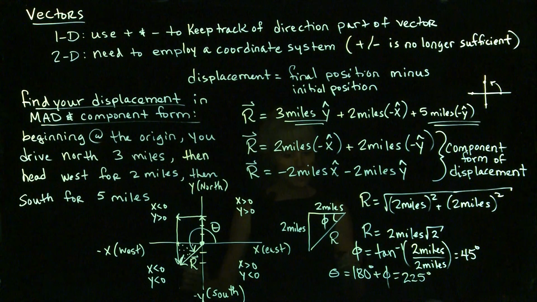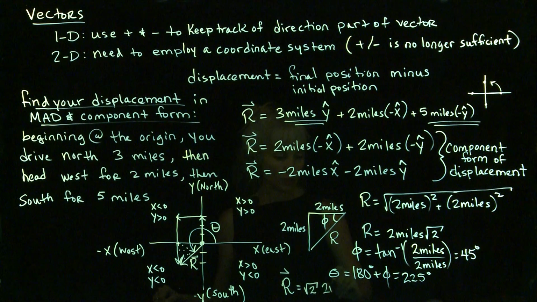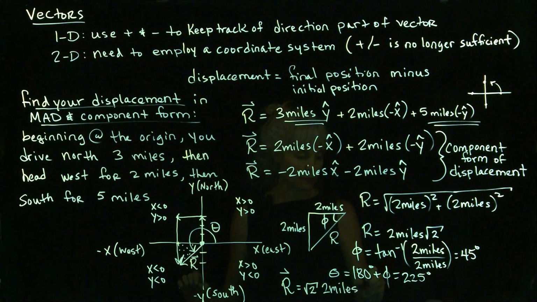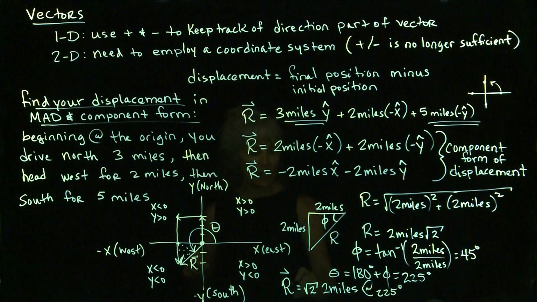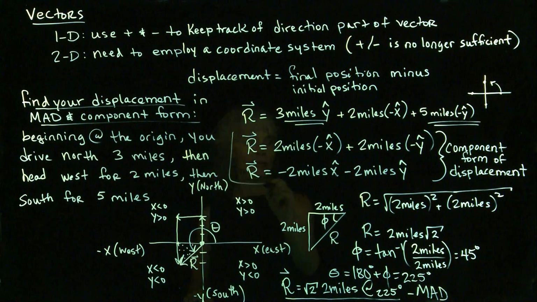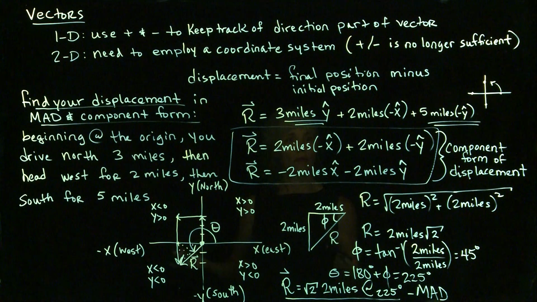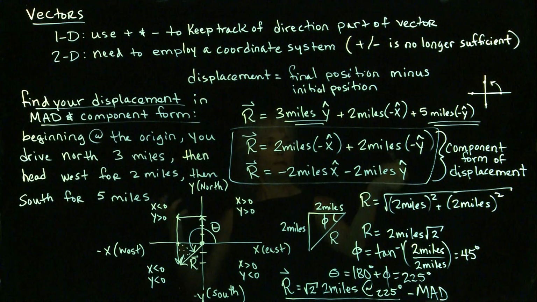So the vector r then can be described in MAD form as square root of 2 times 2 miles. That's just some number. You can work it out in your calculator. I don't have one right here, at 225 degrees. So now we have the vector r in MAD form. So this is the MAD form of the vector. And we have vector r in the component form. So there's the forms, and these are equivalent, right? We just factored out the negative sign in front.